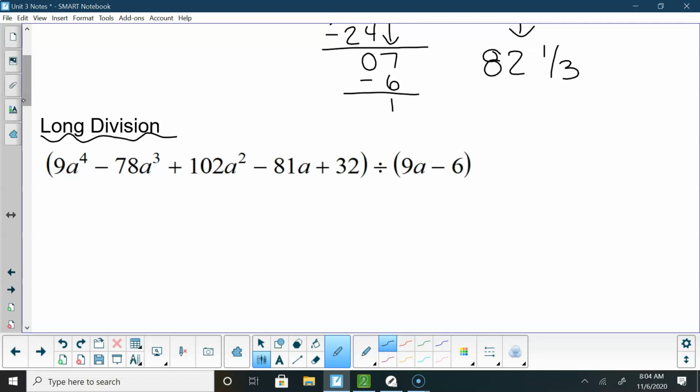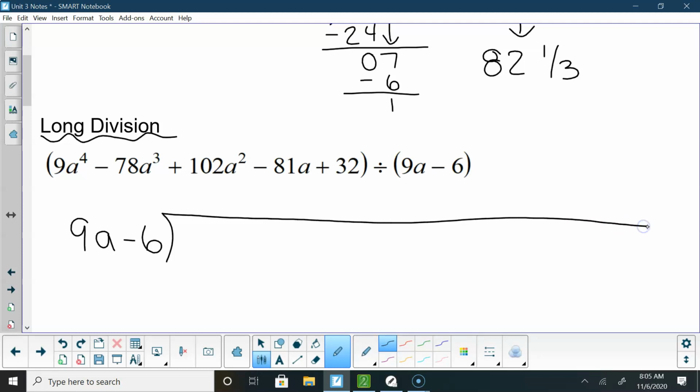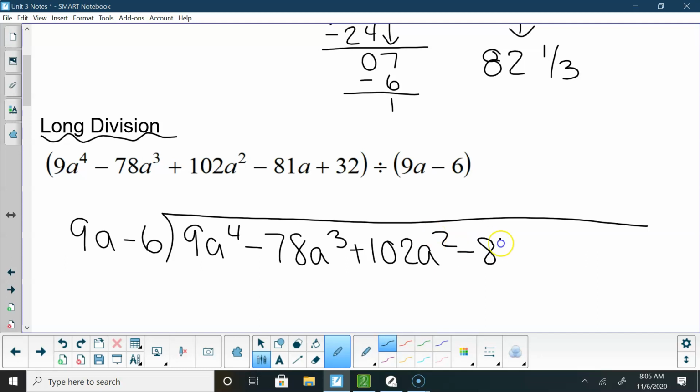So, we're ready to actually get this show on the road? First one's never pretty. Alright, don't freak out. You have to go slow and you have to make sure you're doing exactly what I show you. Alright, so I'm going to write 9a minus 6, my giant division bar, 9a to the 4th minus 78a cubed plus 102a squared minus 81a plus 32.